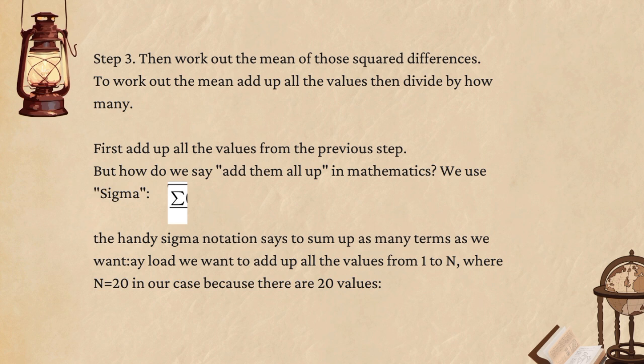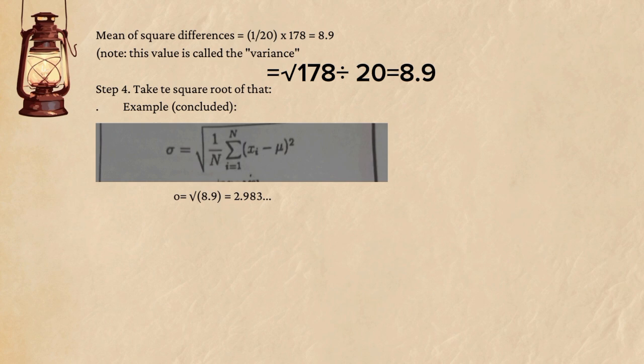At load, we want to add up all the values from 1 to n, where n is equal to 20 in our case because there are 20 values. So, makikita nyo dyan na 4 plus 25 plus 4 plus 9 plus 25 plus 0 plus 1 plus 16 plus 4 plus 16 plus 0 plus 9 plus 25 plus 4 plus 9 plus 9 plus 4 plus 1 plus 4 plus 9 is equals to 178. And 178 divided by 20 is equals to 8.9.